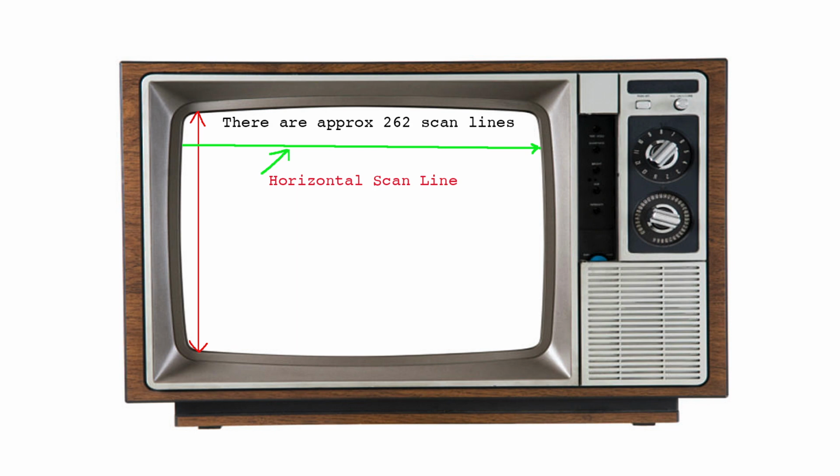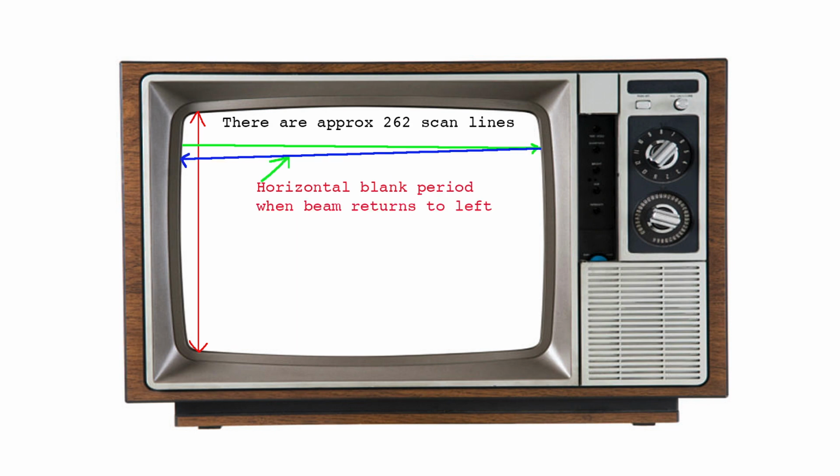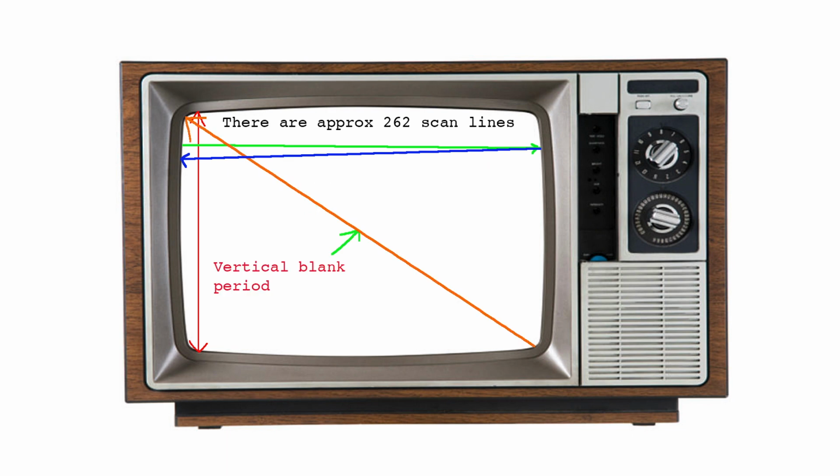And you can actually state the height of an image by specifying the number of horizontal scan lines that it spans. Some other information: the period during which the beam returns from the right edge to the left edge is called a horizontal blank. The period during which the beam returns to the top of the screen is called a vertical blank. And the entire process of drawing an entire screen takes 16,684 microseconds. And on a side note, the vertical blank period is about 1,400 microseconds.